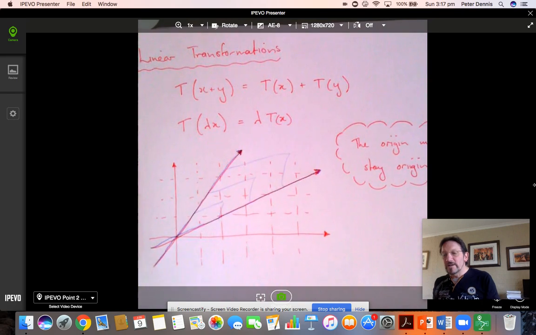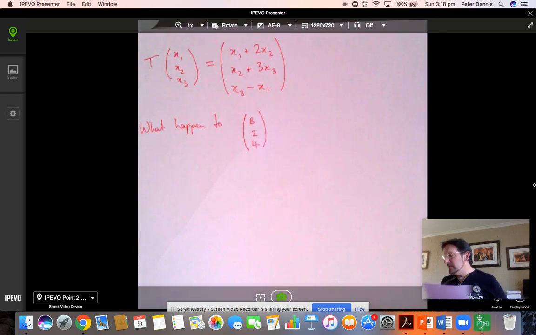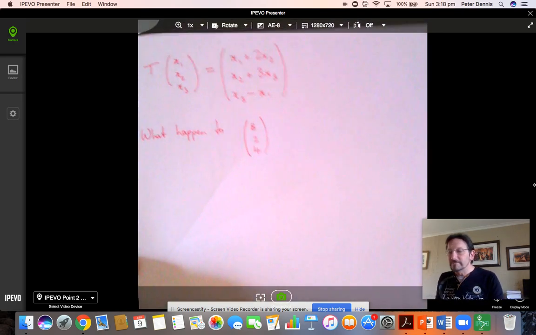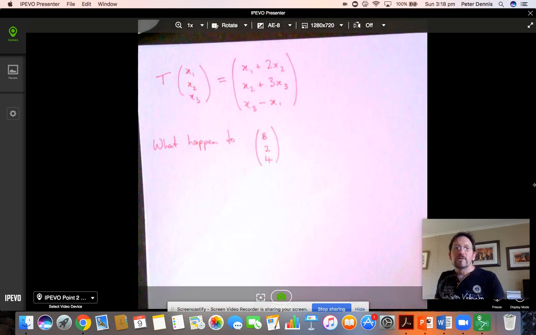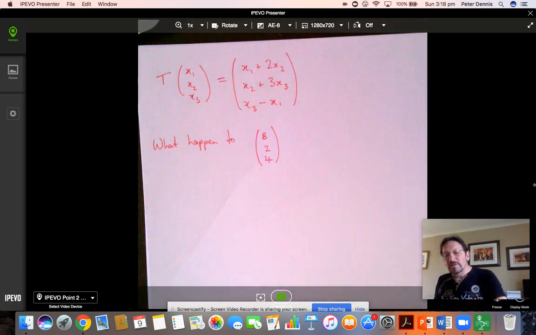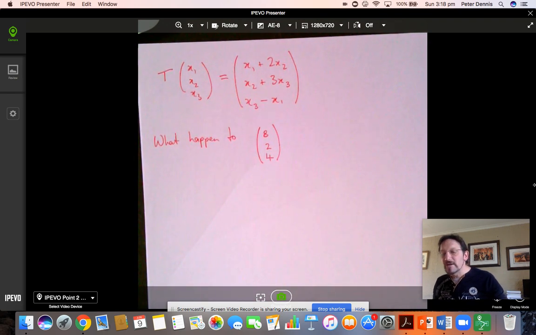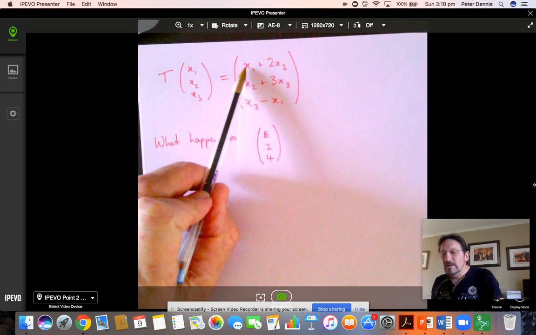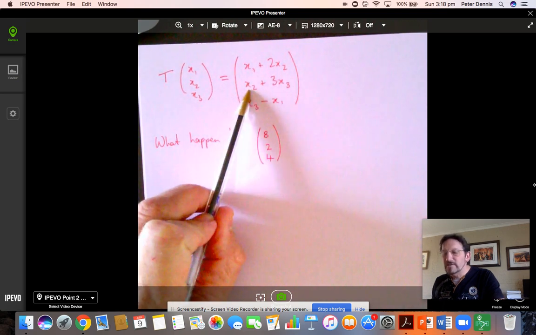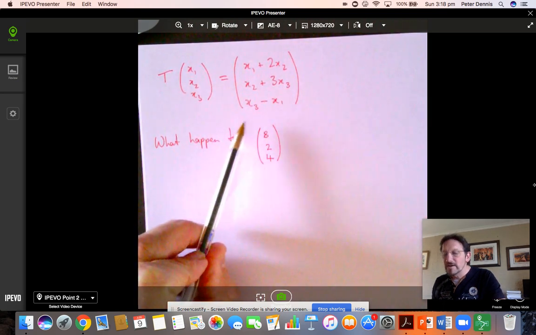But let's look at an example, because that might make it a bit easier to understand. So let's look at this transformation. x1, x2, x3 becomes x1 plus 2x2, x2 plus 3x3, and x3 minus x1.